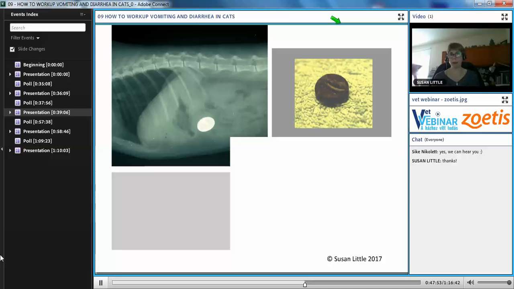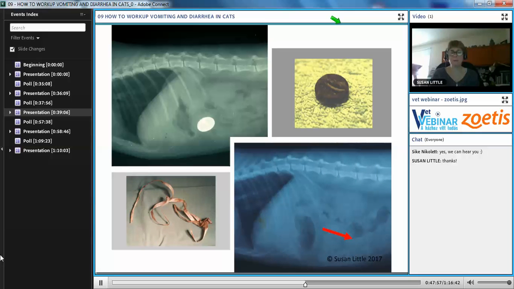So it showed up very, very nicely on the radiograph. But we also see a lot of linear foreign bodies in cats.